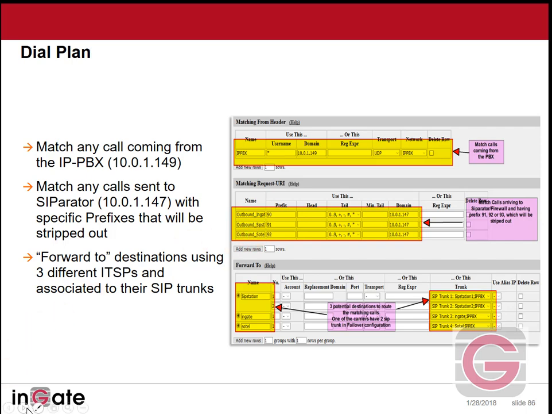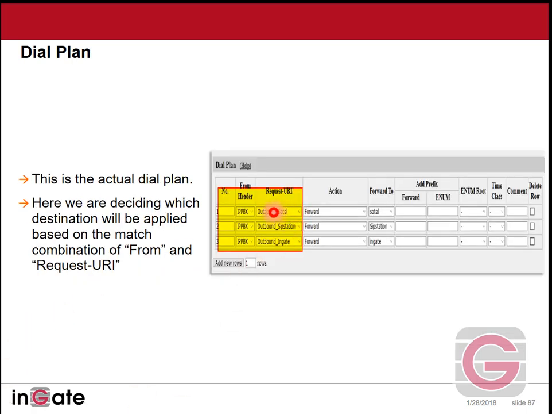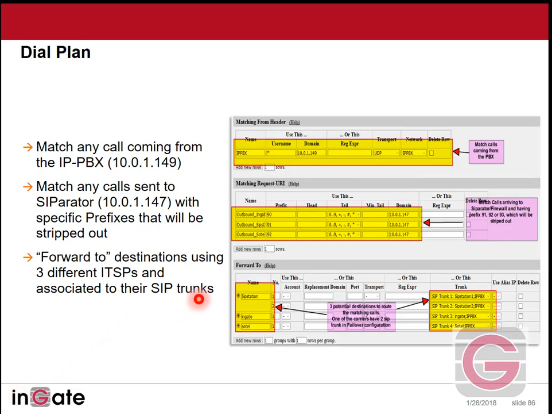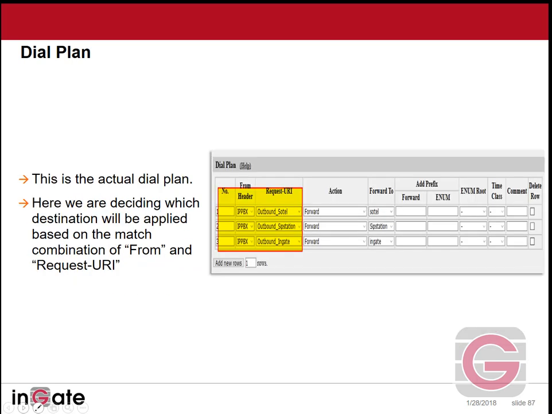So the dial plan is saying that the match always IP PBX is a call coming from the PBX, but the match based on the prefix is Sotel or SIP station or Ingate. And these are the SIP trunks that the call is going to be sent to. These names are coming from the SIP trunks that we defined here. Let me show you these names here. Okay, so that's the way the dial plan is going to work.